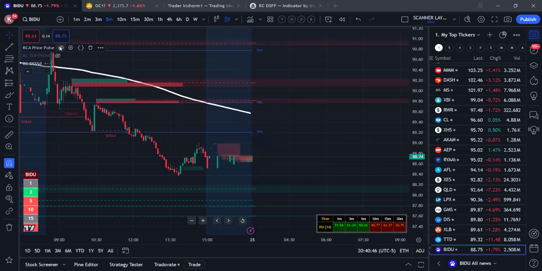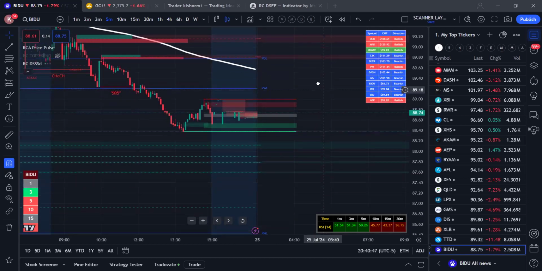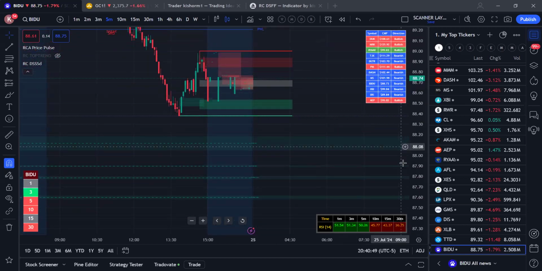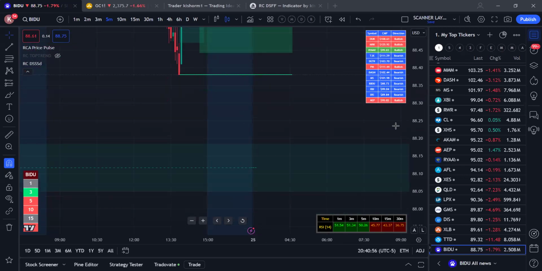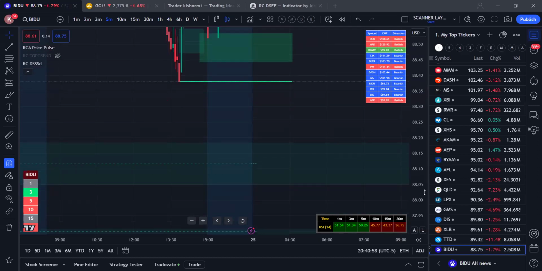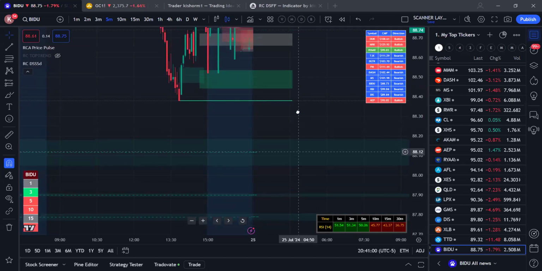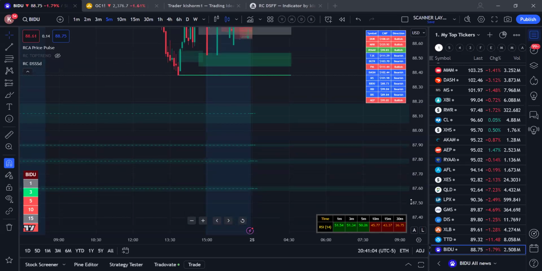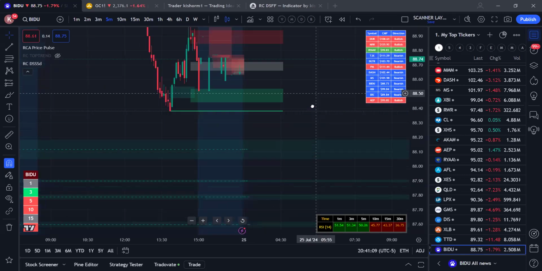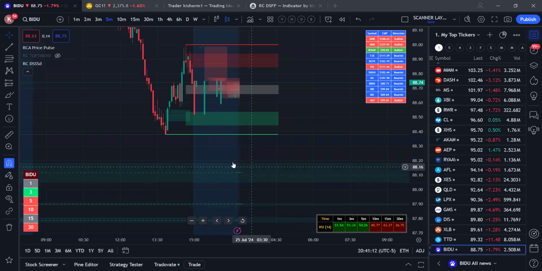And if you enable price pulse, you see that even though there is a support, you have a buy order block here. That means up to 88.10, don't go long. Better you avoid going long.